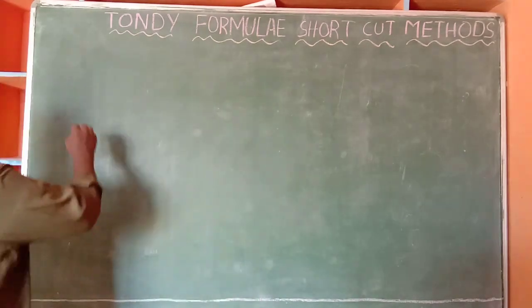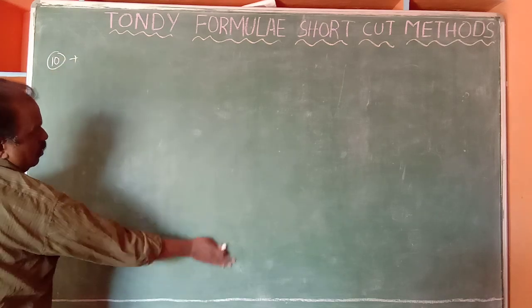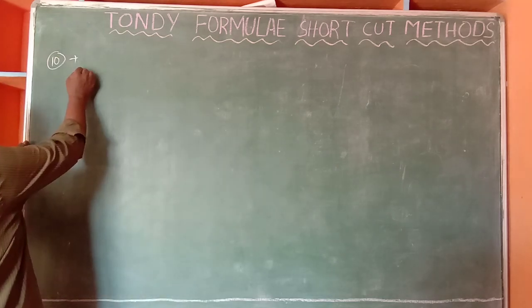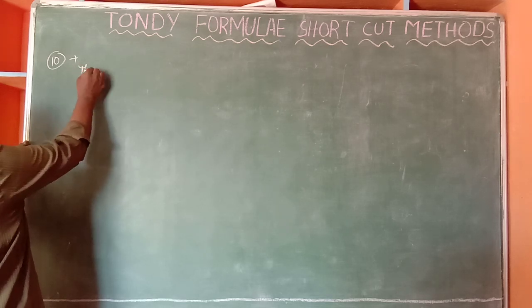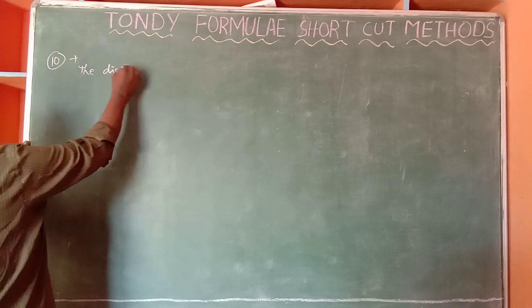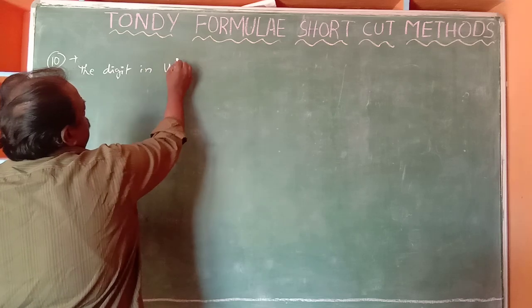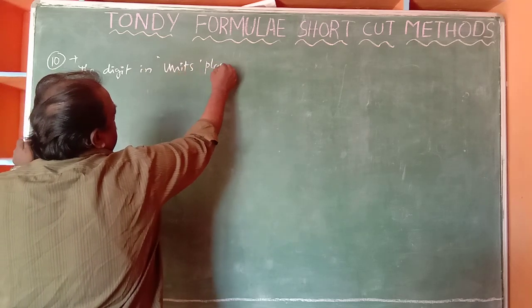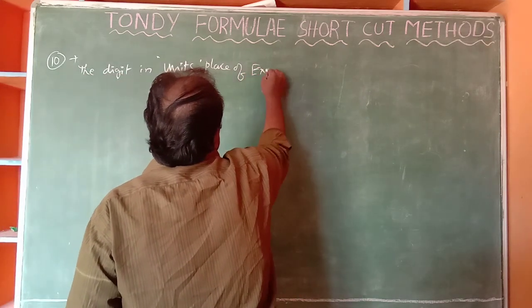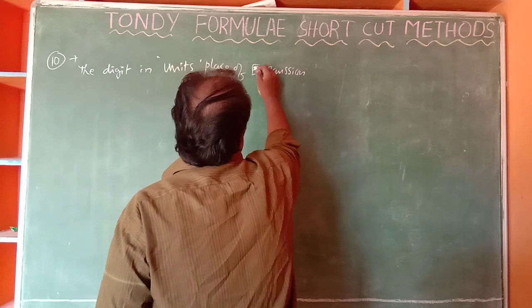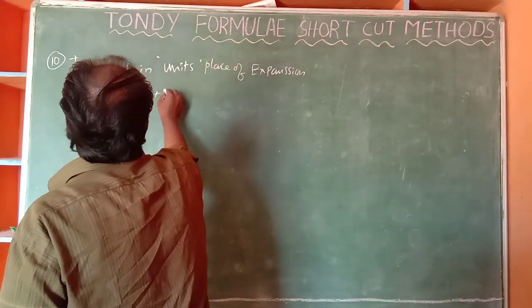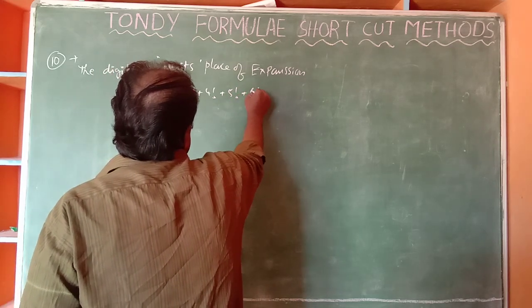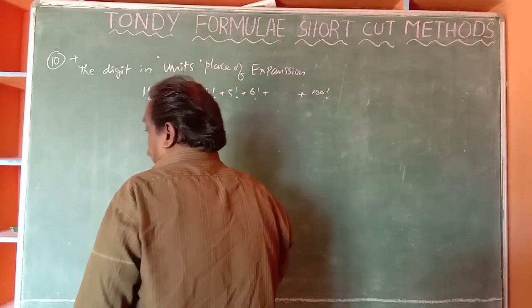Now the 10th problem, 10th formula. Observe. It is the digit in the units place of the expansion 1 factorial plus 2 factorial plus 3 factorial plus 4 factorial plus 5 factorial plus 6 factorial and so on up to 100 factorial.